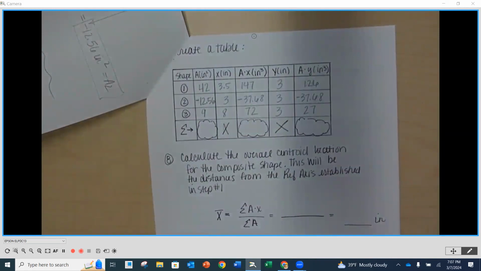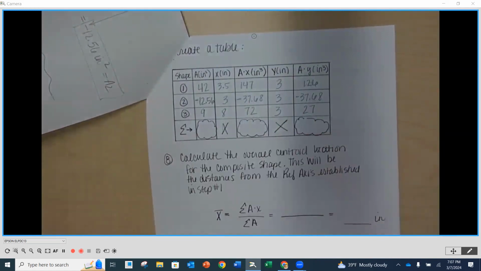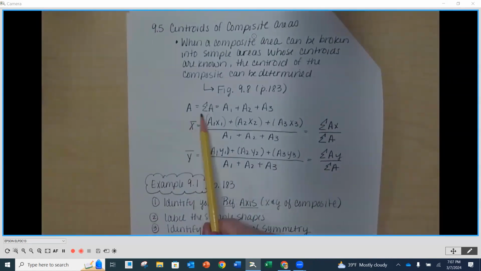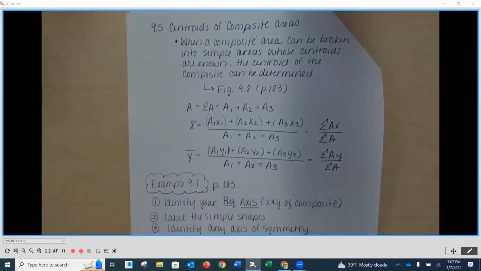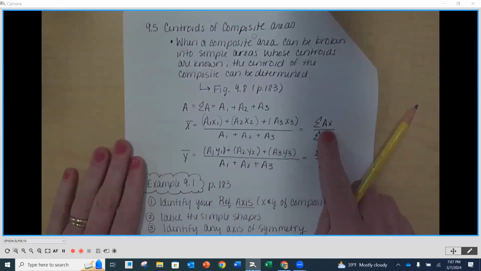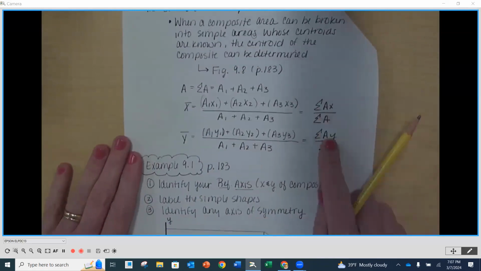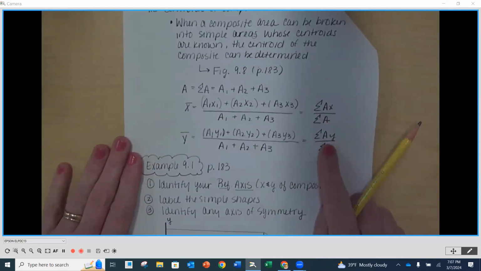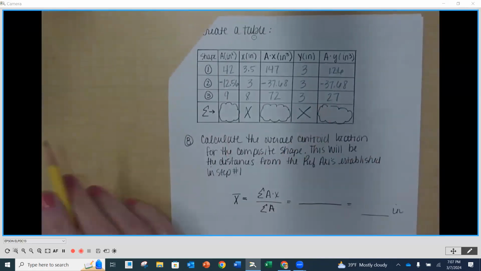So once we have these filled in, you're going to notice that we have summations at the bottom here for some of them, but not all. The reason for that is if we go back to the 3 equations that we're going to use, we're going to sum the column that is the total area. Then we're going to sum the column that we have the A times the X's. And then we're going to sum the column where we have the A times the Y's. Okay, so go ahead and fill in my little clouds. You might have done that already.